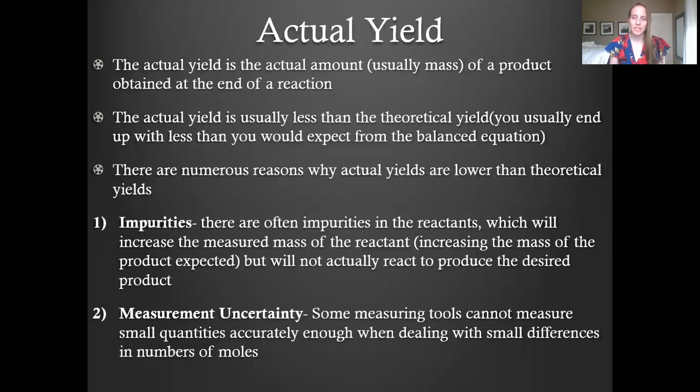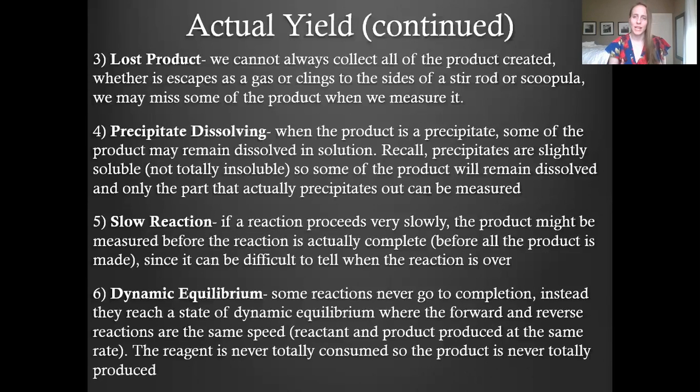There are a couple reasons why the actual yield tends to be lower than the theoretical yield. There could be impurities in the reactants, which increases the mass of the reactants, but doesn't produce any product. It could be that you just weren't as accurate as necessary with your measurements. It could be that you lost some of the product. Usually that happens if you have a gas as a product. That's really easy to lose. It just escapes out into the atmosphere.